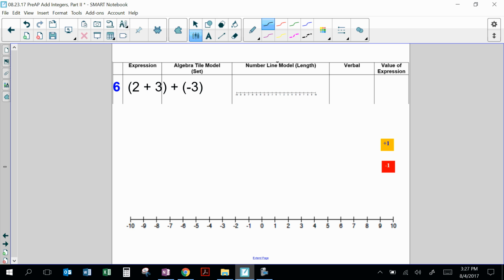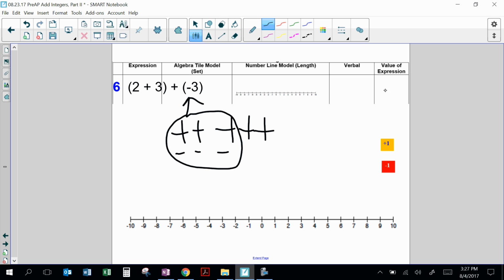Number 6, 2 plus 3 plus -3. So 2 plus 3 is 5. I add 3 negatives to this. These become 0 pairs. I'm left with 2. Here's another hint of advice. If I add 3 plus -3, won't those cancel out, become 0 pair, and I'm left with 2?